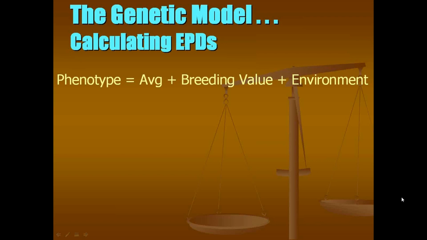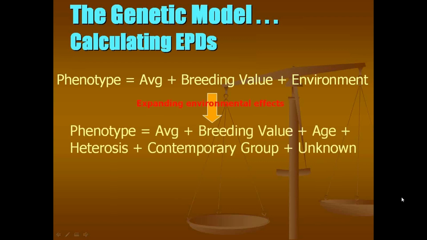Okay, so let's go back to the original equation. We've got the genetic model, and by now I'm sure I've beaten you over the head to death enough that hopefully it's imprinted on your mind. We've got the phenotype that equals some average plus a breeding value plus an environmental effect. And as you've seen, we can expand the environmental effect. It's just the same equation. I've only shown you one equation throughout this whole presentation. We've just expanded it. In this case, we've got the phenotype, average, breeding value, and the rest of it, the age, heterosis, contemporary group, and unknown, simply an expansion of the environmental effect.